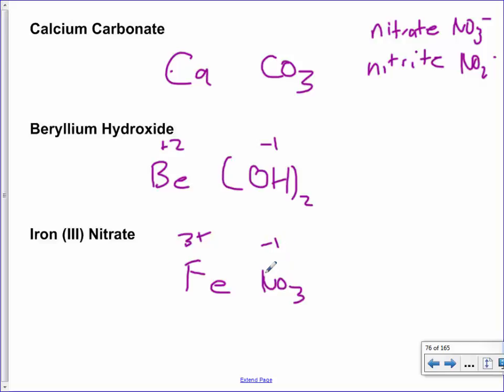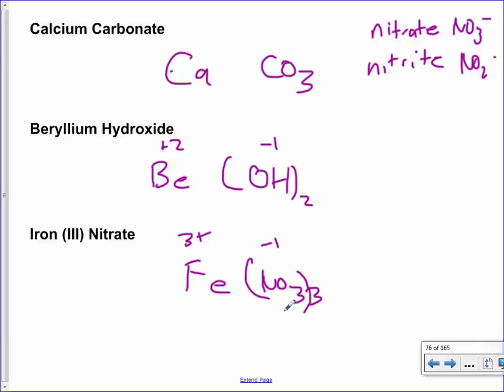So how do I reconcile it so it fits? How many nitrates do you need? 3. So I put a 3 right there with a bracket, because otherwise it looks like I need 33 oxygens. That's not what I want. So what this means is we need 1 iron, and we need 3 of what's called a polyatomic nitrate molecule.